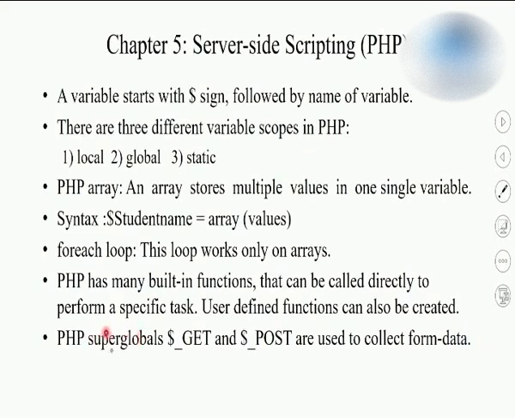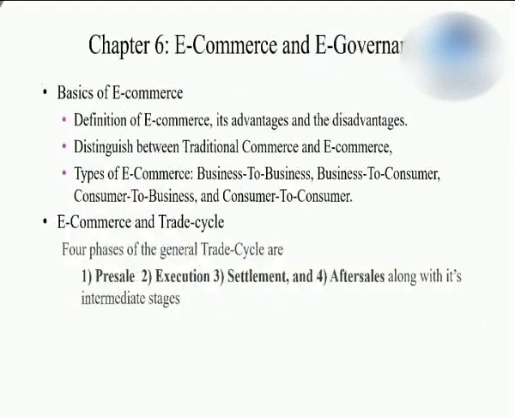This is very important that PHP superglobals underscore GET and underscore POST. So $_GET and $_POST are the arrays used to collect the form data. This can be asked for two correct answers. This is all about chapter 5. Let us go for chapter 6.